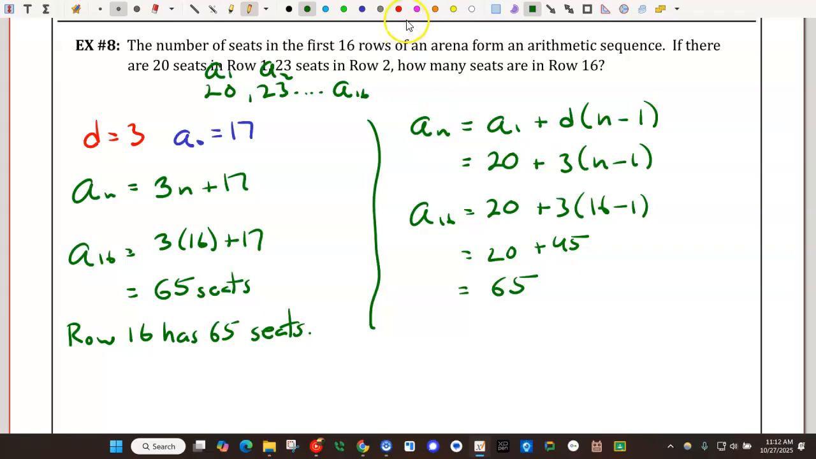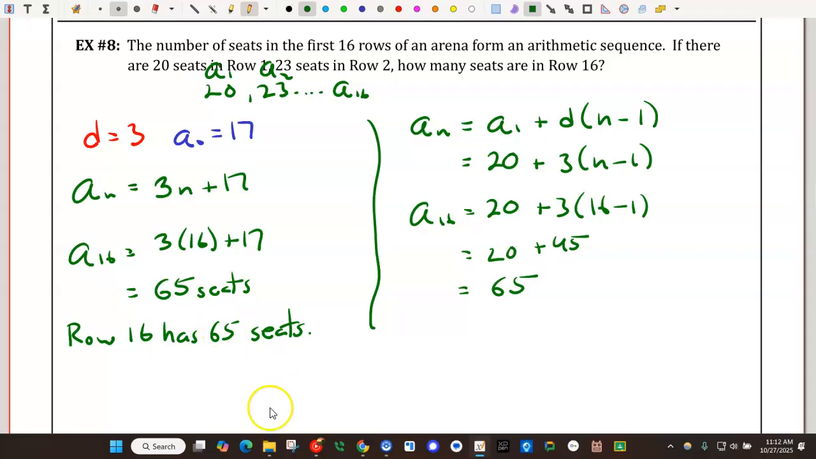And there may be another question here. What if it asks you to sum up all the seats from rows 1 through row 16? So this is just row 16 by itself. How would you add up row 1 plus row 2 plus row 3 plus row 4 plus row 5 without finding them one by one?